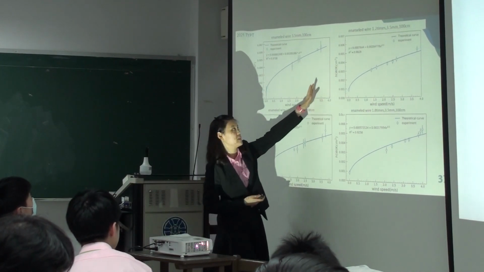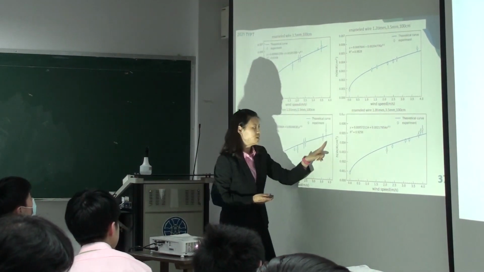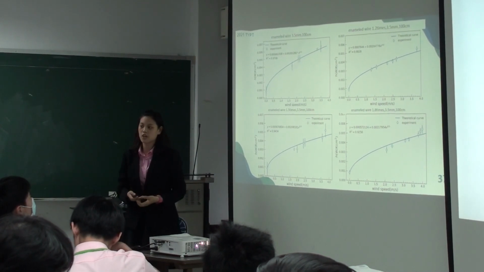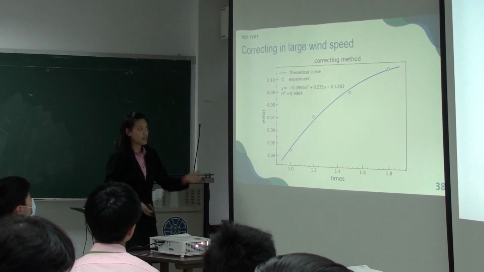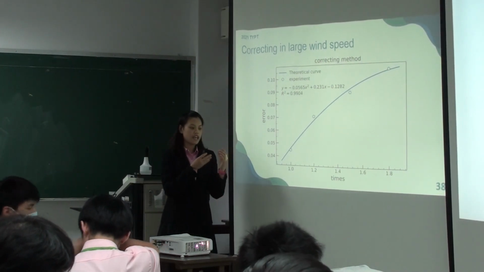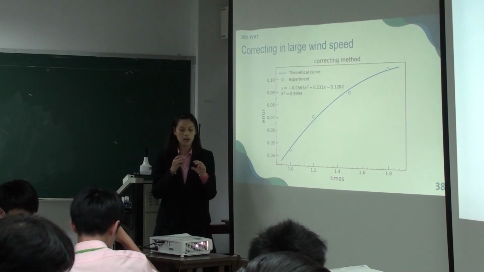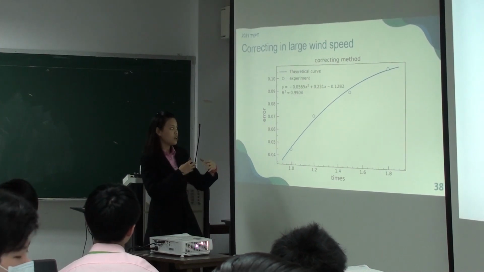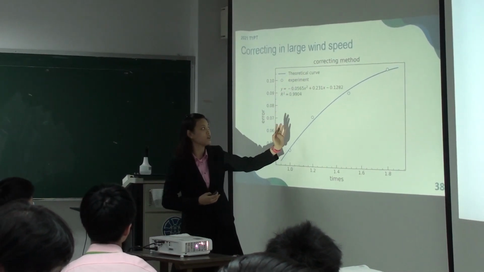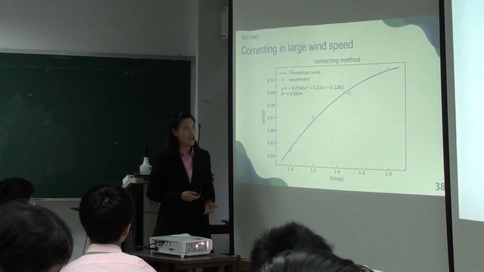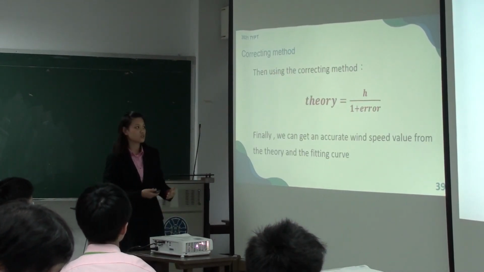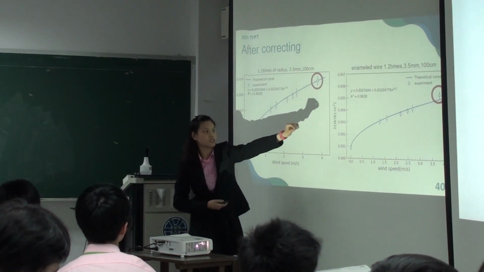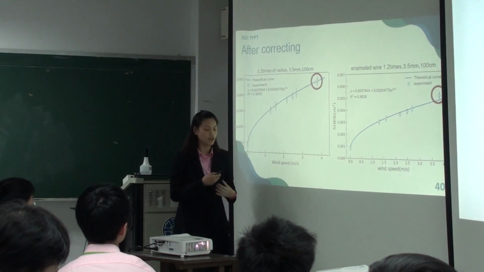At a high wind speed, you can see that these 4 dots are higher than the theoretical model. So then, how do we solve this problem? We have to use a correcting method. I have to calculate the error: the theory minus the actual model, over the theory. Then we will have the error, and we have relations between the times and the error, and we can use this correcting method to correct our data. So then we can see that after correcting, we can pull the dots onto the fitting curve.